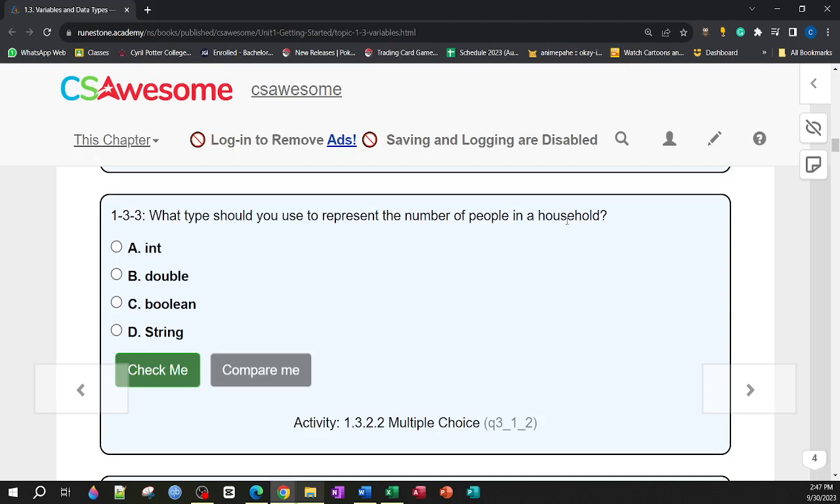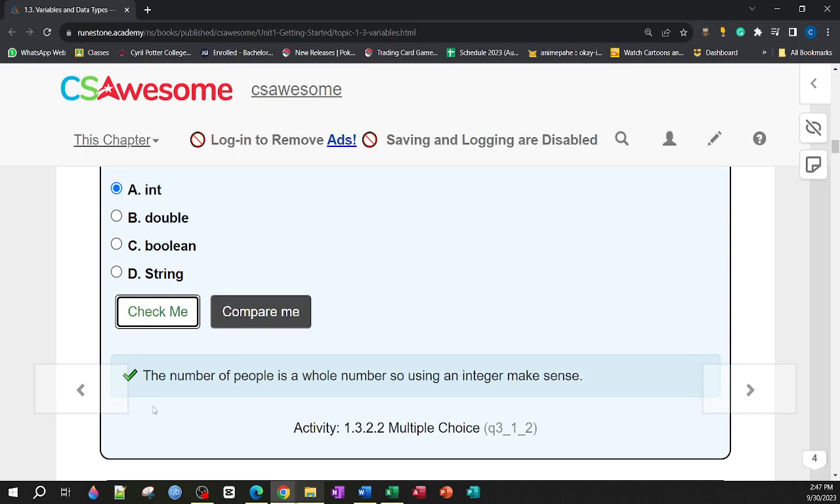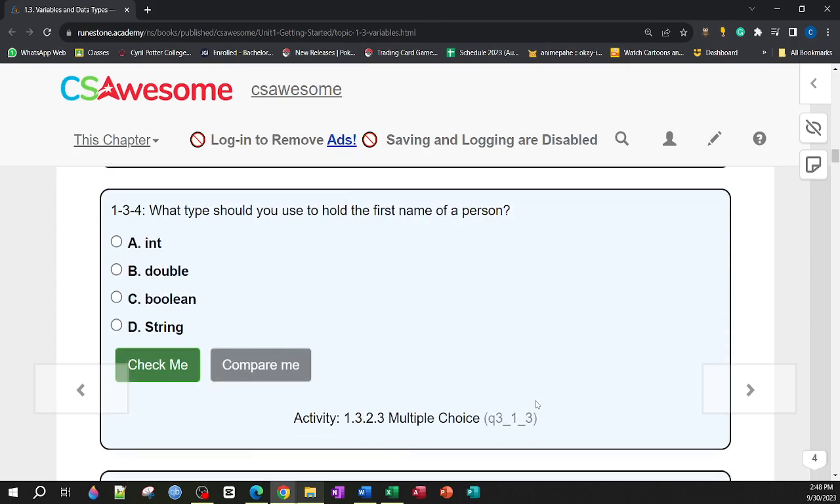What type should you use to represent the number of people in a household? Integer? What about the rest? Agree, disagree? Integer, sir. All right, integer. Because we can't get half a person, right? Technically we can, but still a person. The number of people in a household is a whole number, so using integer makes sense.